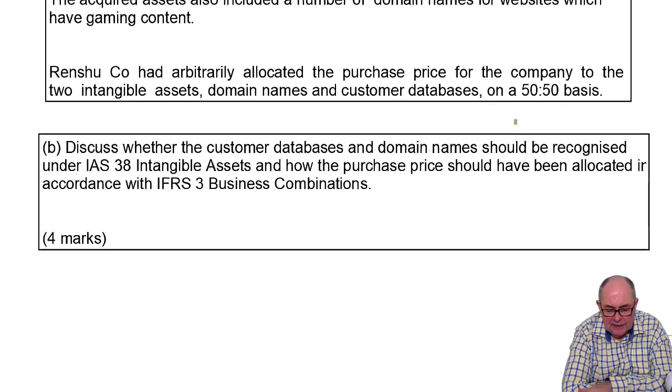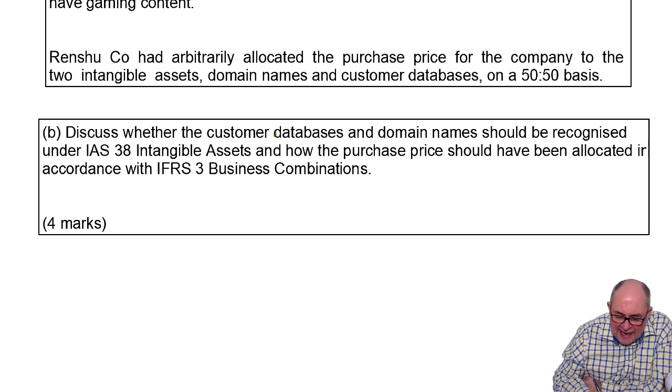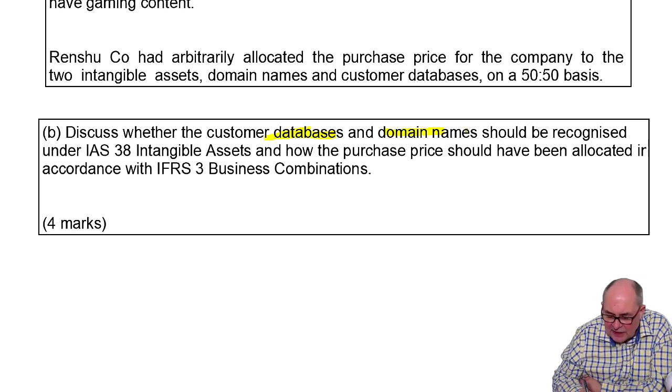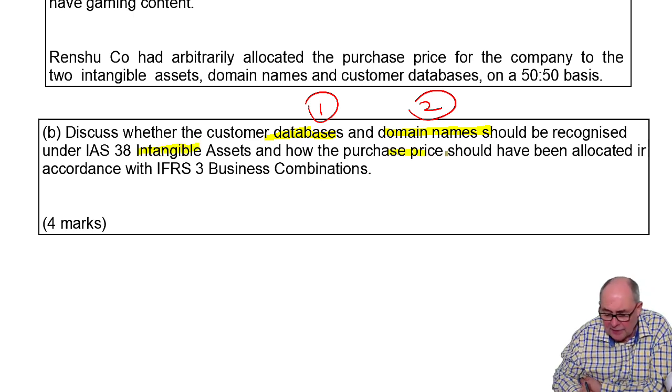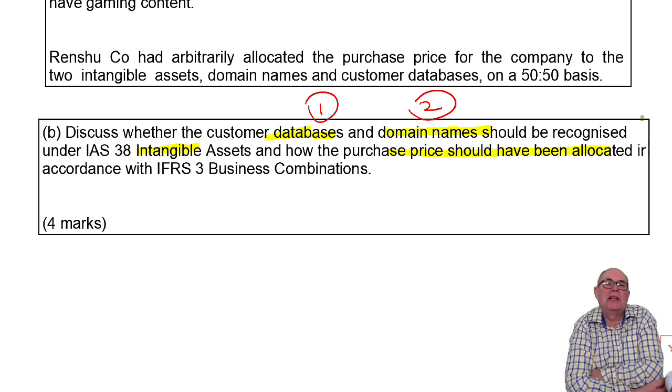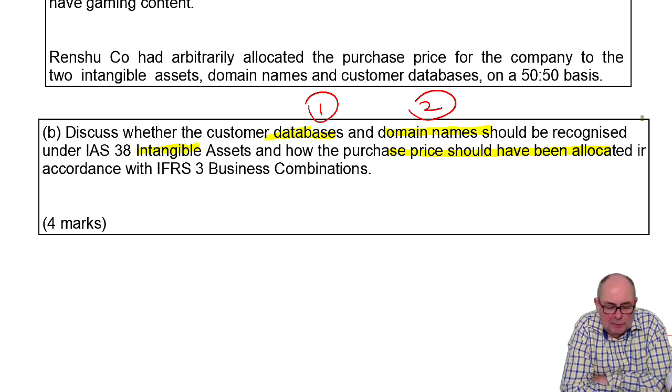Now let's look at the next part of the question. Requirement. Should a database and a domain name, two separate questions, be an intangible? Okay. And how should they work out the purchase price? Fine. So are these things intangibles? How do they work out the purchase price?